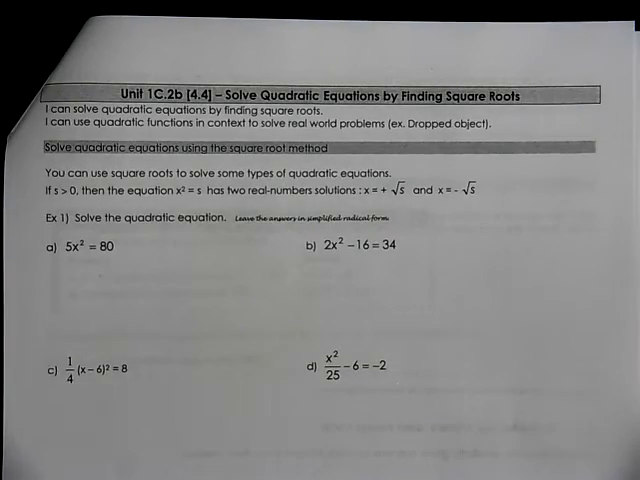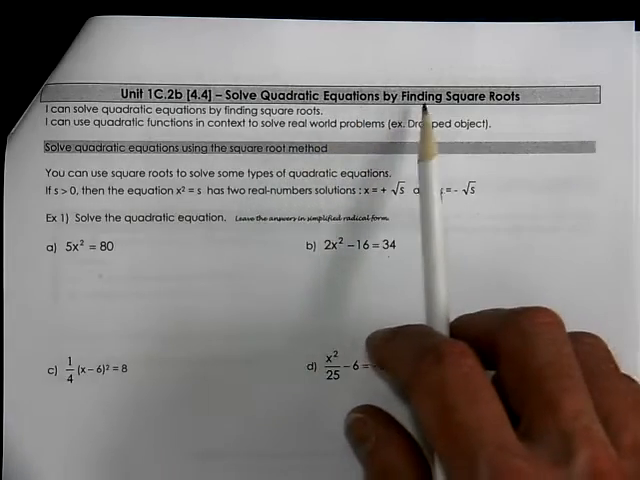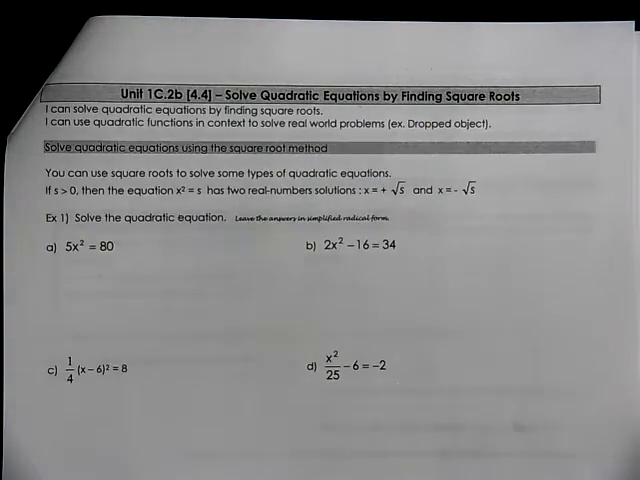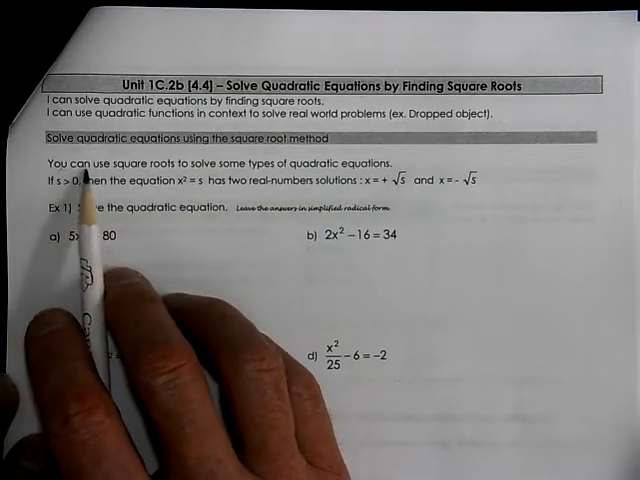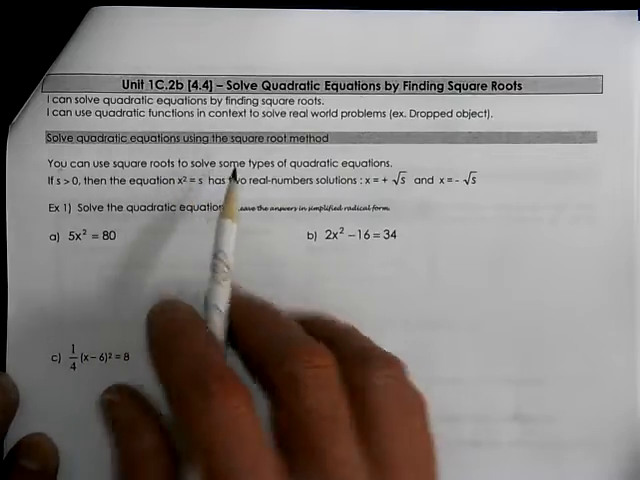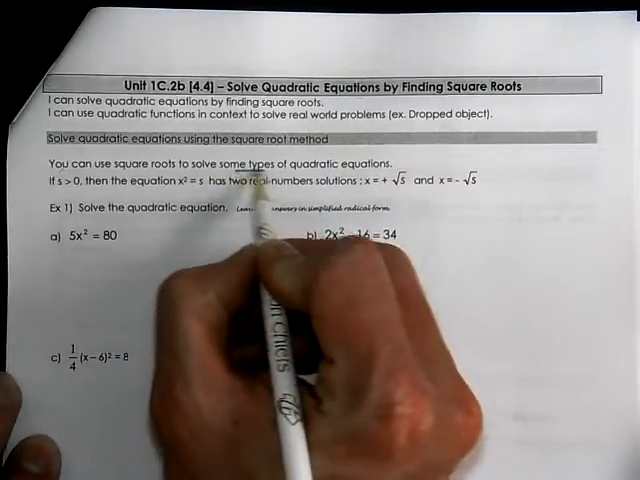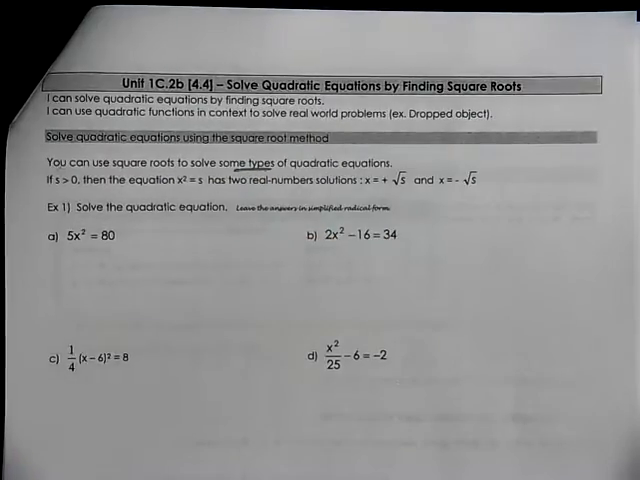This is Algebra 2 and Trig, 1C.2b. We are going to solve quadratic equations by finding square roots, or by using square roots. You can use square roots to solve some types of quadratic equations.